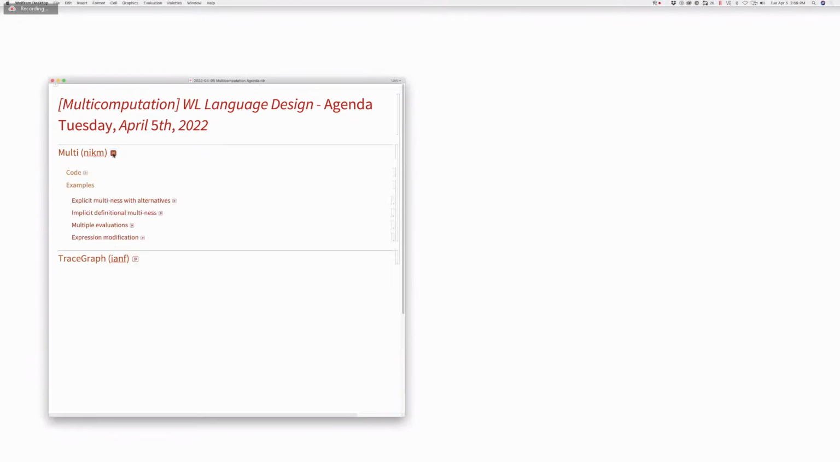Welcome to a research working session, which is somehow a combination of theoretical consideration of multicomputation with our way of making that concrete in Wolfram Language. So I think we've got two things that have been making progress. One is the multi initiative of Nix. And I don't know, Ian, have you been progressing Tracegraph further? Yeah, so Tracegraph now supports the pattern in the second argument and all options of Trace.